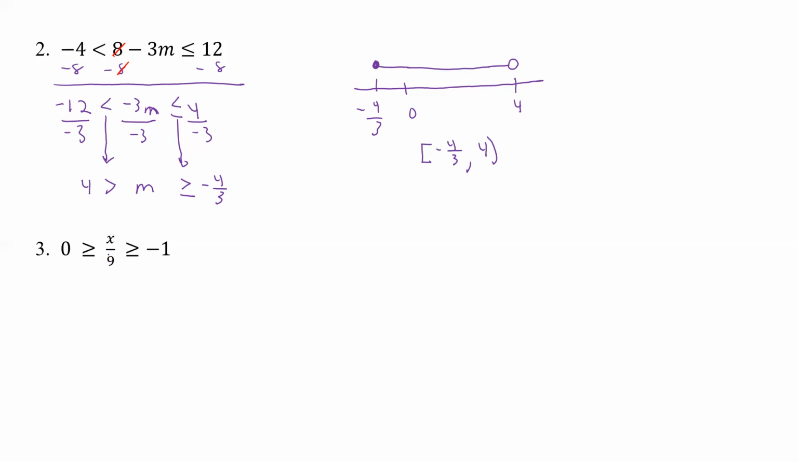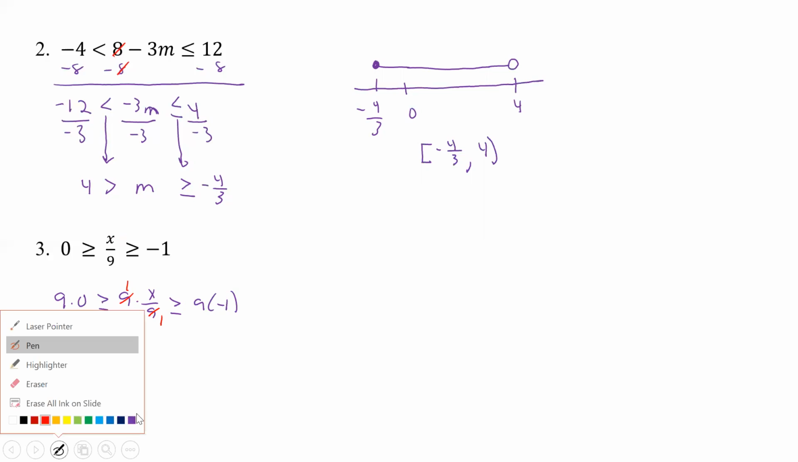Okay. All right, now this one, we have a fraction. So we have to get rid of that fraction. So remember, we just multiply. And so what I'm going to do is rewrite this. I'm going to take 9 times 0 greater than or equal to 9 times x over 9 greater than or equal to 9 times negative 1. Okay, so that cancels that, and we're left with just x, which is what we need.